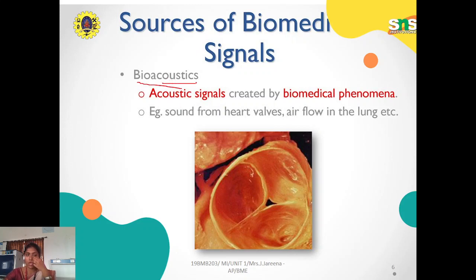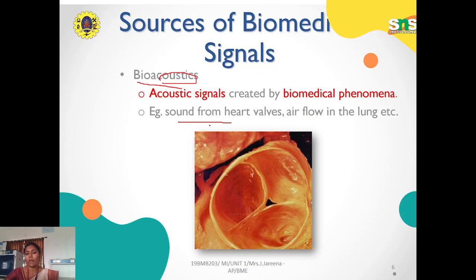So you know what is meant by acoustic. These are the signals which are produced by sound. If you take our body, wherever the sound is produced, that type of signal is called bioacoustic signal. For example, here we have given the sound from the heart valves. When the heart is pumping, it is a synchronized working function of all the valves working together so that rhythm will come.